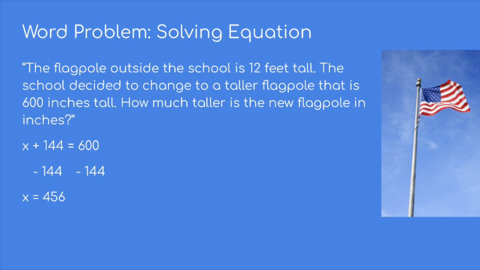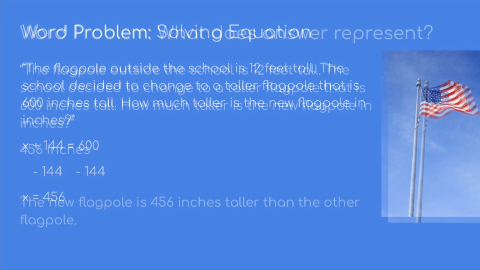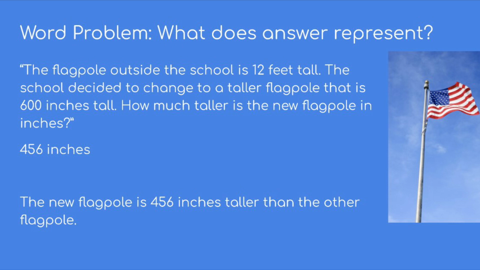So how to solve this equation? We always want to do the opposite arithmetic symbols. We want to do the opposite of those, my apologies. So if we have x plus 144, we want to do the opposite and subtract 144 from both sides, and we get 456. Finally, I will ask Sarah what her answer represents in the context of this problem.